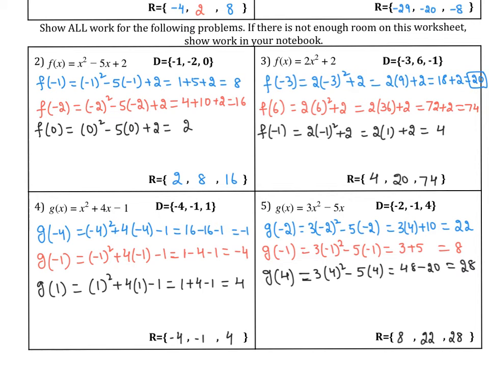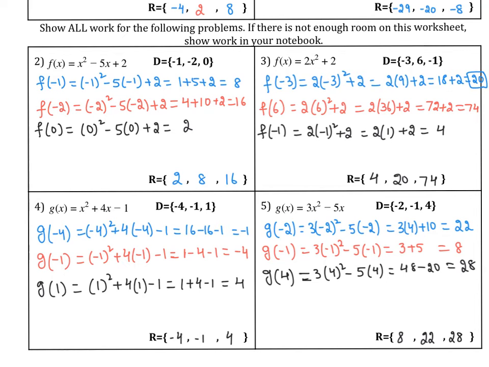Now we're going to use 1 for x value. So you plug in 1 here. 1 squared plus 4 times 1 minus 1. 1 squared is 1 plus 4 minus 1. So 1 and negative 1 cancel. You're going to get 4 as your answer. So the smallest one is negative 4, then negative 1, and then 4. So these are your range values, negative 4, negative 1, and 4.